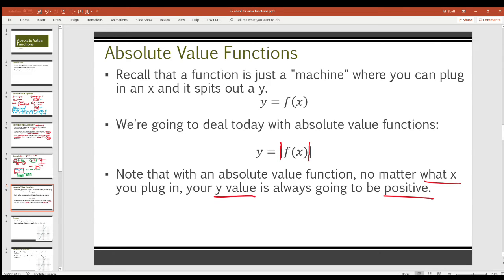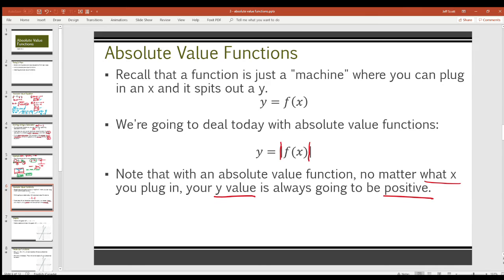This is because we're taking the absolute value of the entire function. So no matter what got spit out by that original function inside the absolute value bars, that number is going to be guaranteed to come out as positive. Because if it was already positive, it'll remain positive. But if it was negative, the absolute value bars will switch it to be positive.